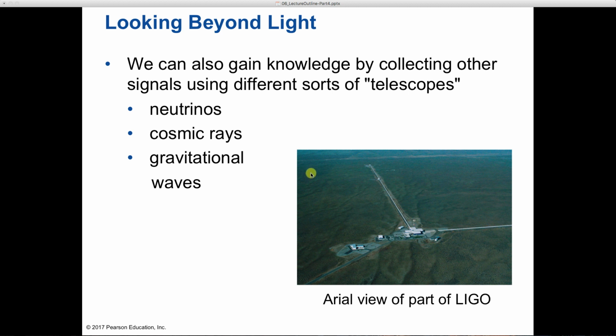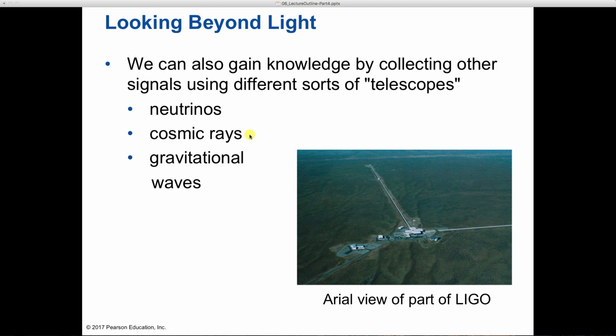And there are also observatories that detect neutrinos. Those are observatories that are deep underground, and we'll talk more about those later on when we talk about the sun. The sun is a source of neutrinos. Neutrinos are fundamental tiny particles, kind of like electrons, sort of.